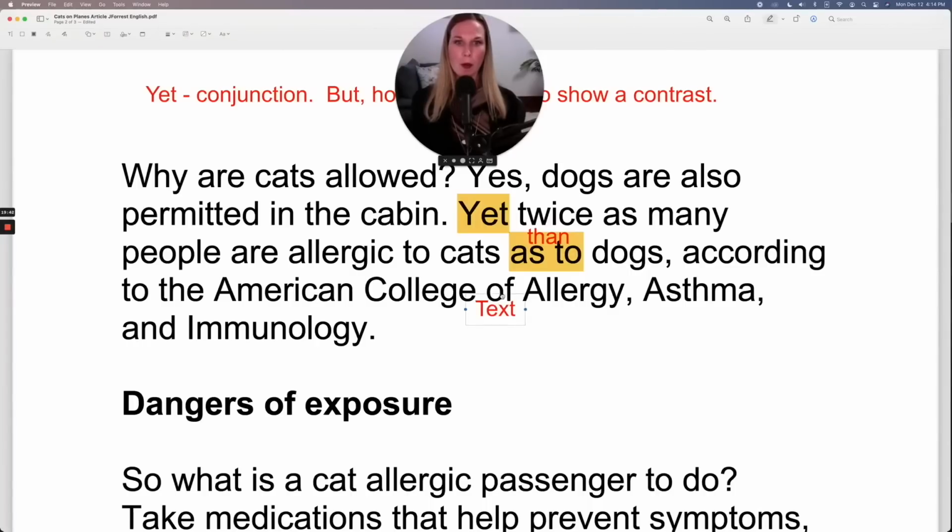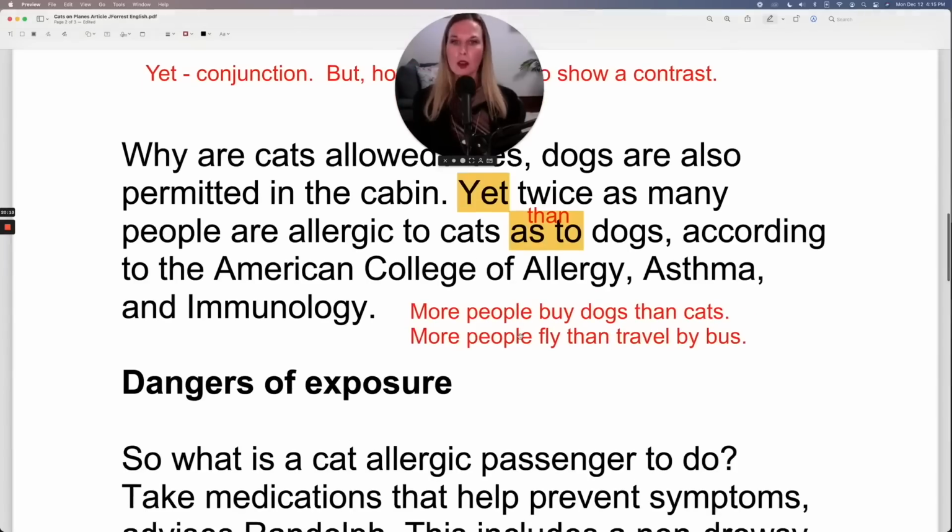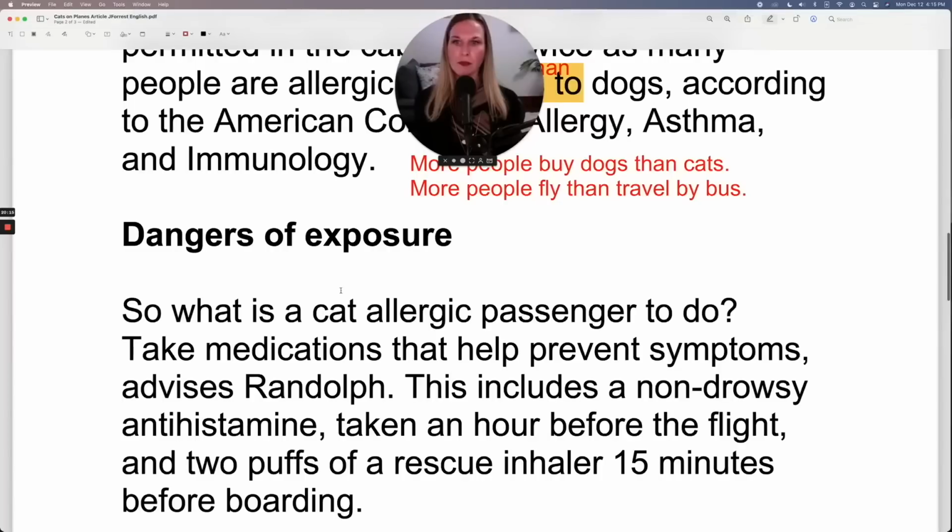So for example, more people buy dogs than cats. More people fly than travel by bus, for example. So just showing you that contrast, that comparison with than. All right, let's continue on.